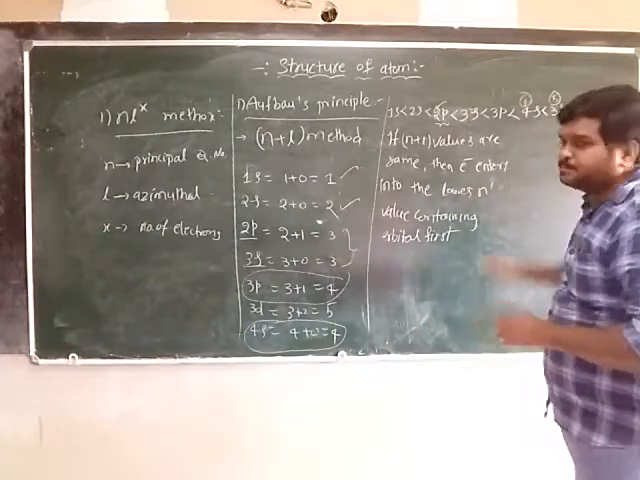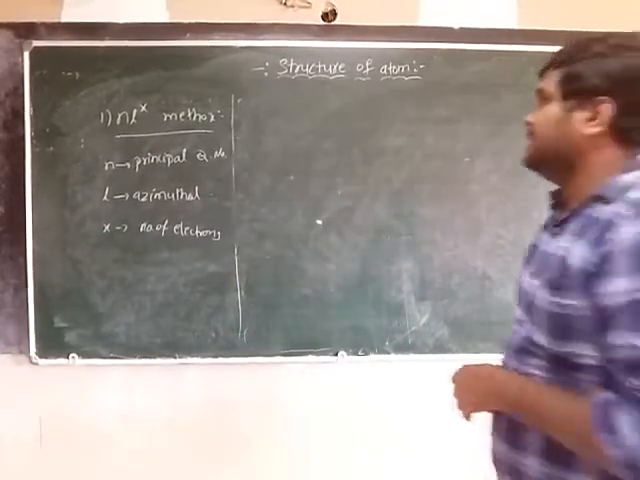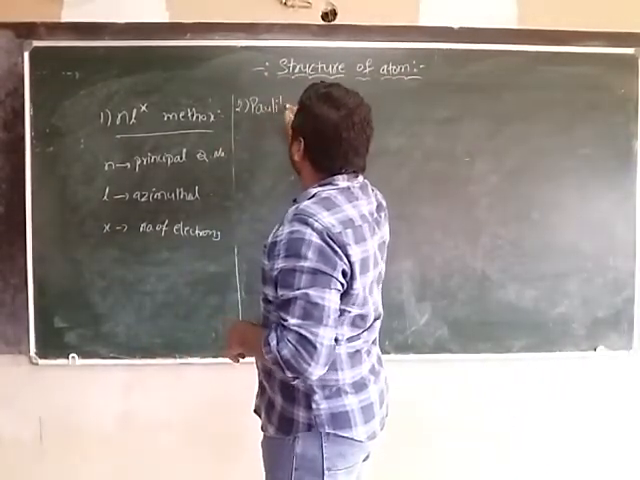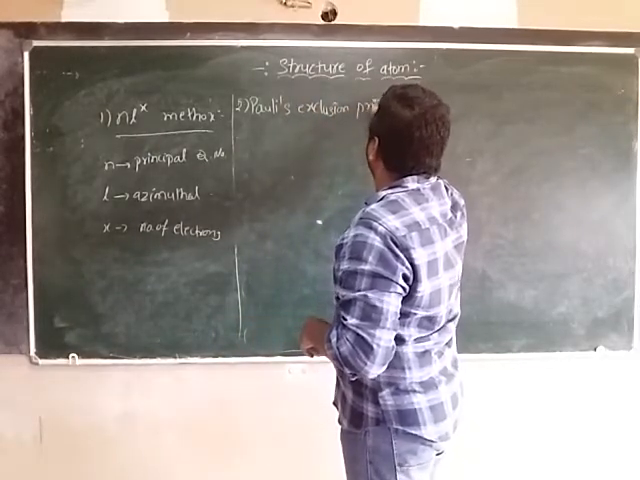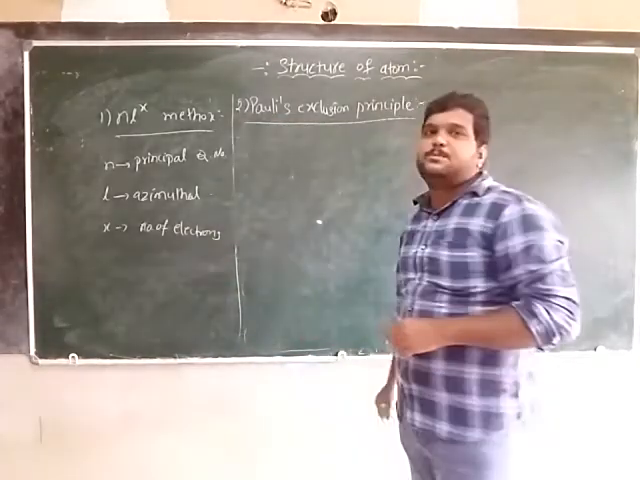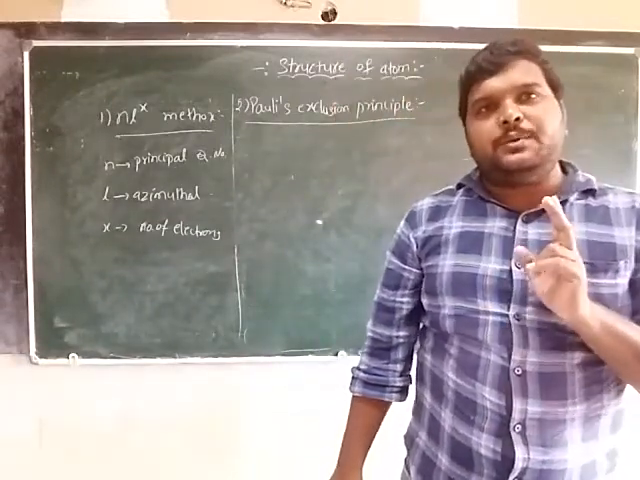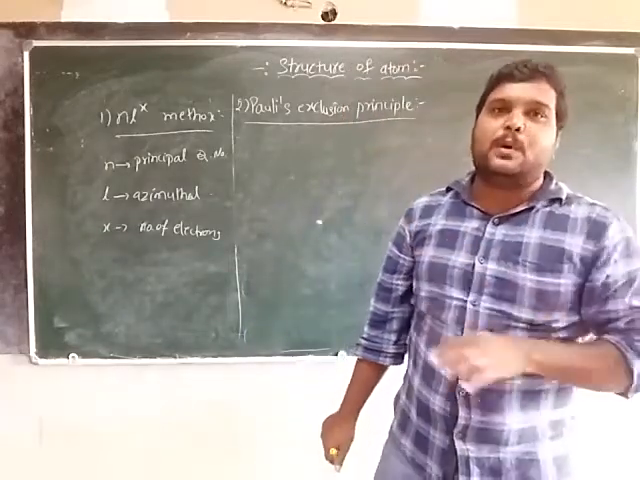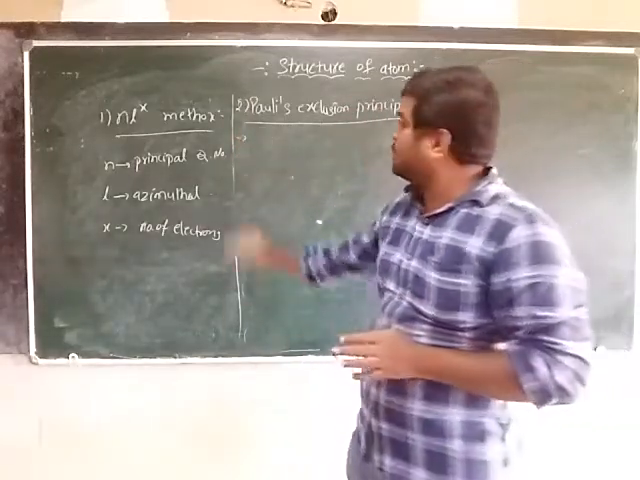Next, another one, Pauli's exclusion principle. So actually, while we were discussing the differences between orbit and orbital, we told that an orbital can accommodate a maximum of 2 electrons. Why? So that gets clarity from this Pauli's exclusion principle. What is Pauli's exclusion principle?